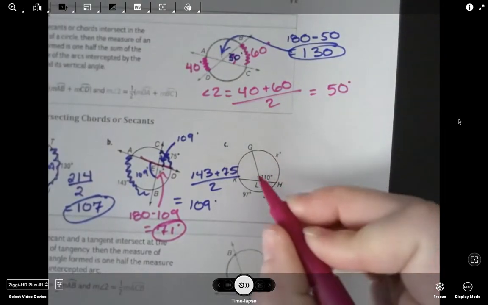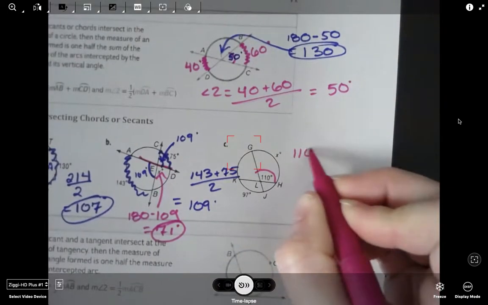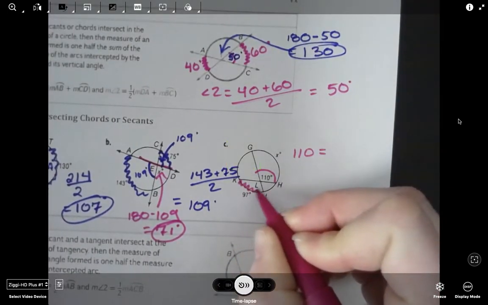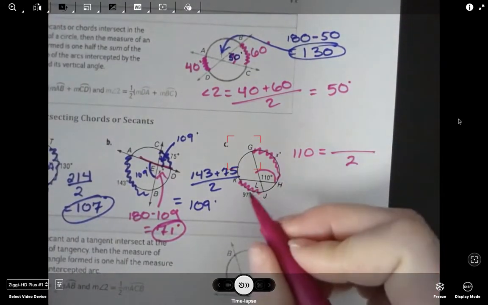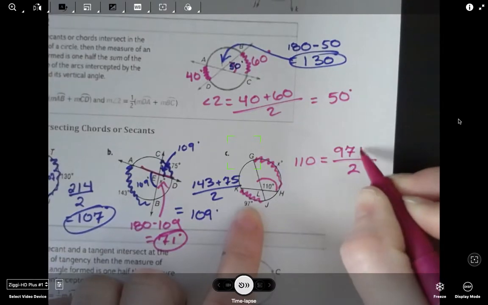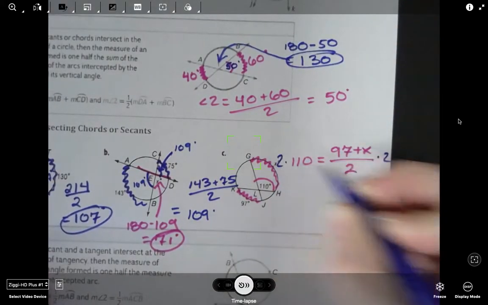All right, now, this one's even harder than that because they're going back the other direction, okay? 110 is the angle that we're usually trying to find. 110 is what it would give me if I take this arc and add them together and divide by 2. This arc is 97 plus X, and I would divide by 2 to get 110, right? So we're just going to set it up to look like that. 110 is the answer now, and we're setting it up, and now we have to work backwards. So how do I work backwards and solve for that X then? Multiply the 2 over, yep. Times 2, 110 times 2.